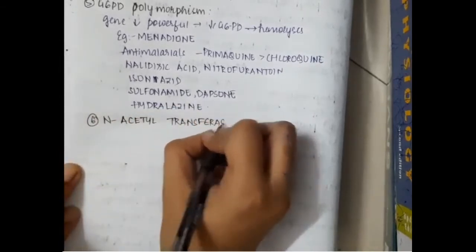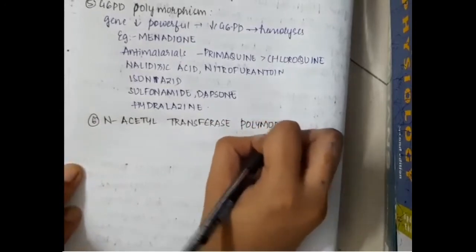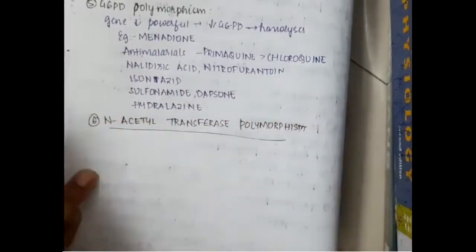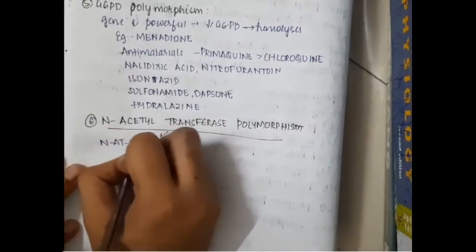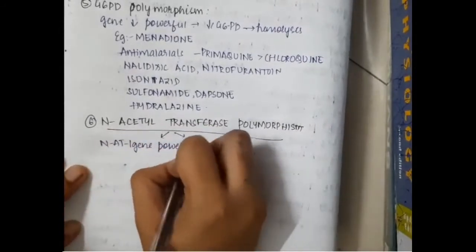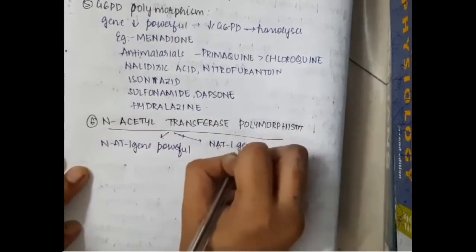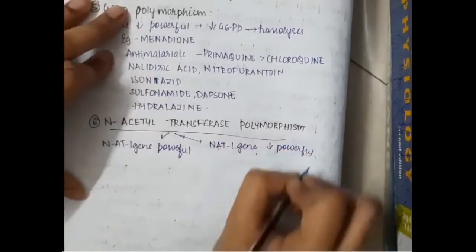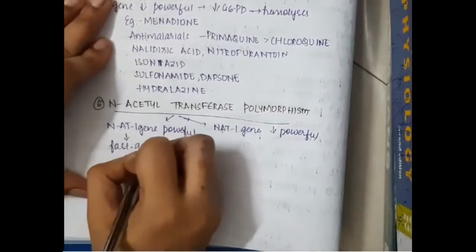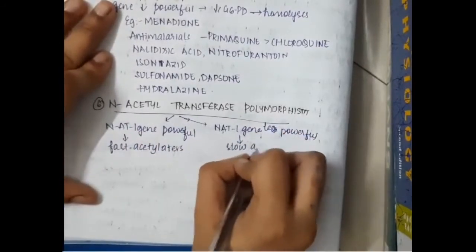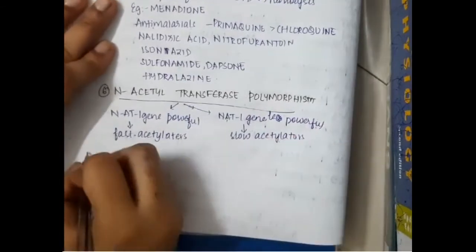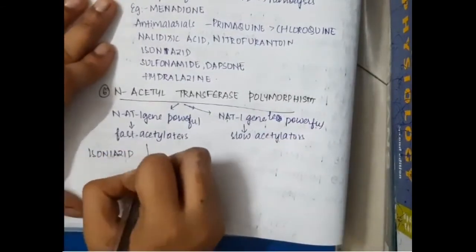leading to G6PD deficiency anemia. Now the sixth enzyme polymorphism is N-acetyl transferase enzyme polymorphism. The N-acetyl transferase gene can be more powerful or less powerful. If it is more powerful, it causes fast acetylators. If it is less powerful, it causes slow acetylators.